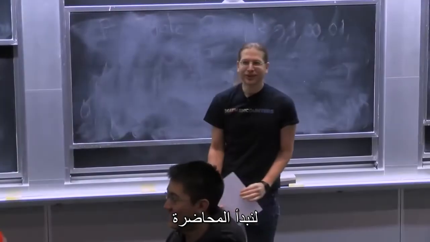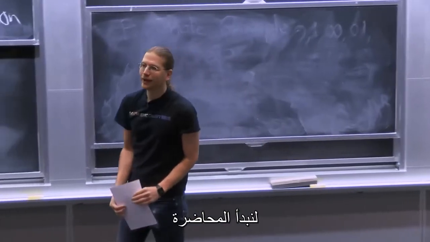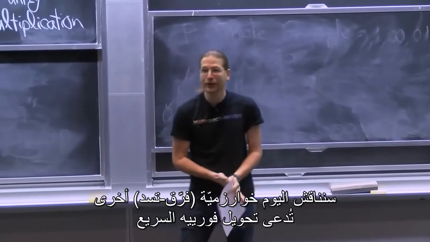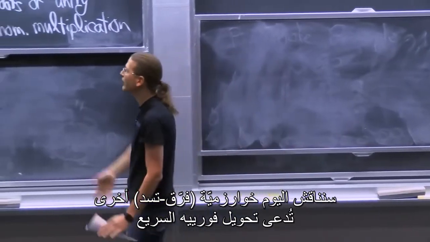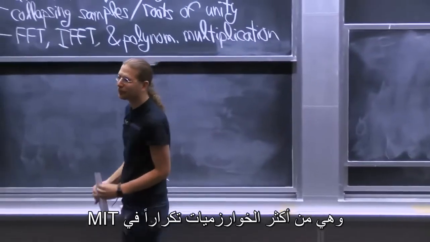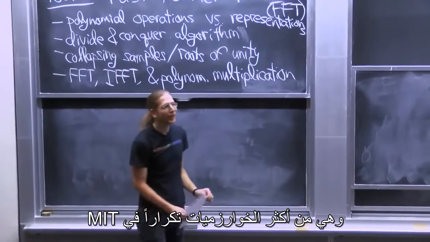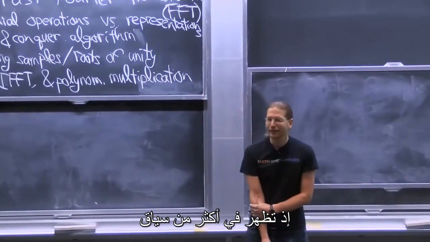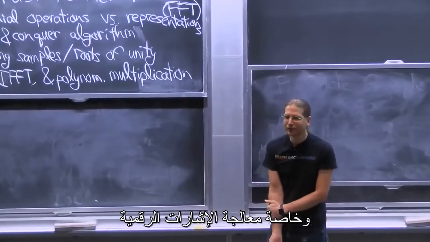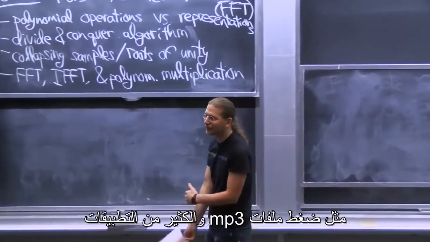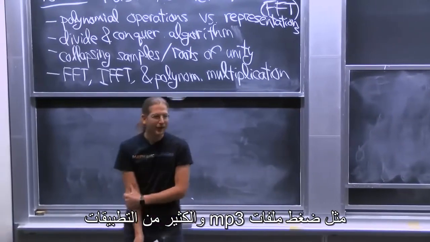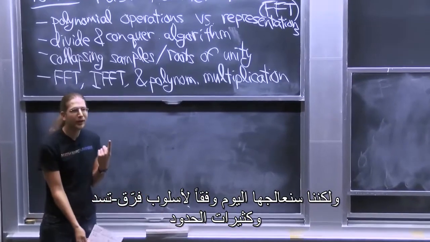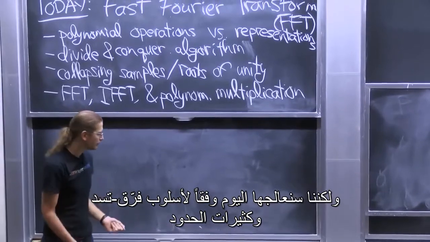All right, let's get started. I'm Eric Demaine, you can call me Eric, and today we're going to do another divide and conquer algorithm called the fast Fourier transform. It's probably the most taught algorithm at MIT. It's used in all sorts of contexts, especially digital signal processing, like MP3 compression, all sorts of things. But we're going to think about it today in the context of divide and conquer and polynomials.